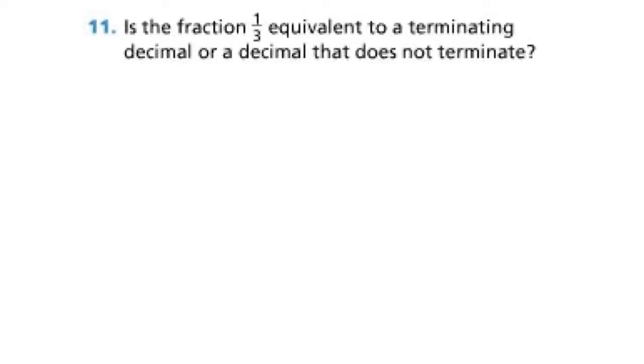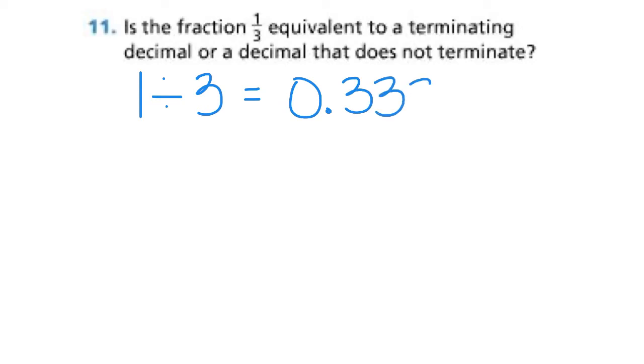Question 11. Is the fraction 1/3 equivalent to a terminating decimal or a decimal that does not terminate? If we take the numerator of 1 and divide it by the denominator of 3, we are going to get 0.3 repeated. This means that we have a decimal that does not terminate.